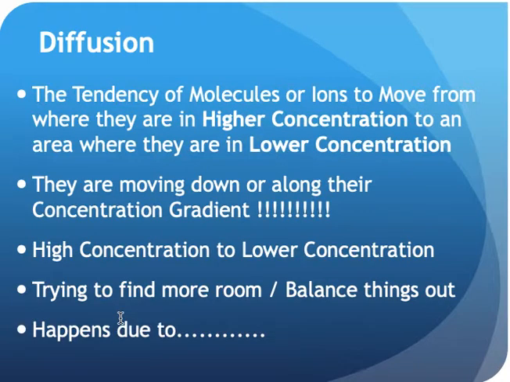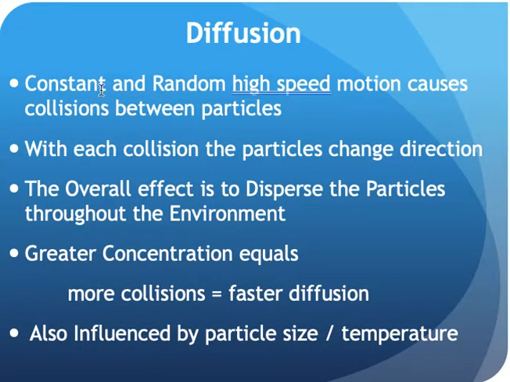This is going to happen due to a few things. So with diffusion, we have the constant and random high-speed motion, okay, that causes collisions between particles. We're going to look at a picture here in a second. With each collision, the particles change direction, and this is going to cause them to sort of disperse, okay?